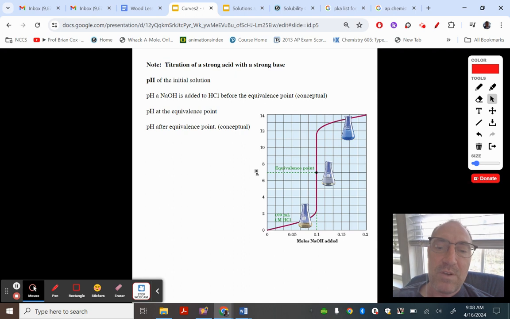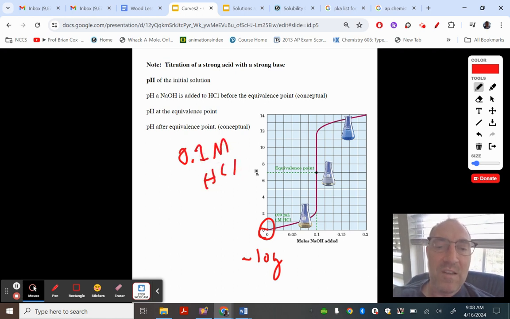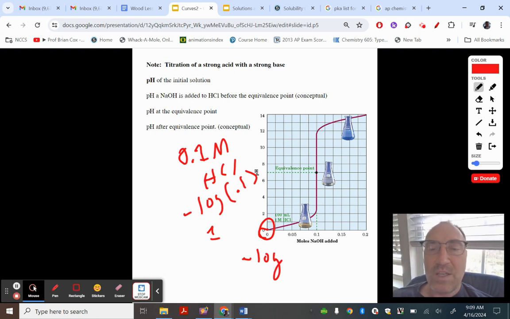So here's what you typically have to know. You typically have to know this point, which is the initial pH. And to find the initial pH, you just negative log it because it's strong. So for example, if I have an initial acid of 0.1 M HCl, if you negative log 0.1, which is how you find it, the pH would be 1. So the pH is 1, the pH is 0, whatever. And then the equivalence point is here, and that's always 7.